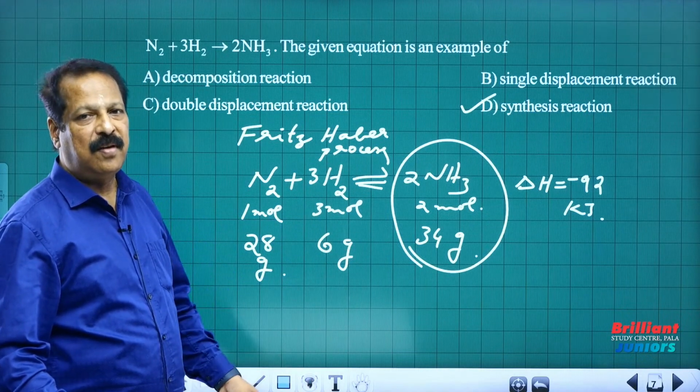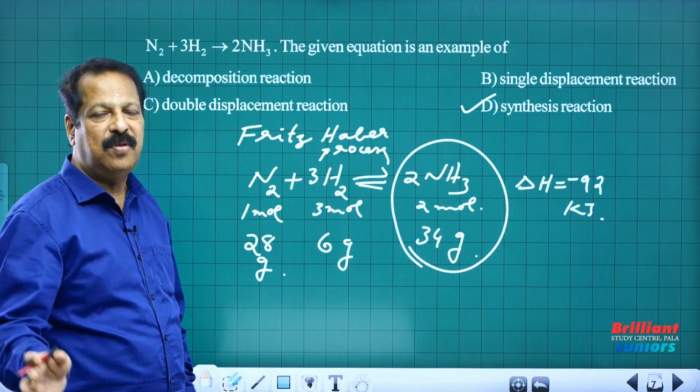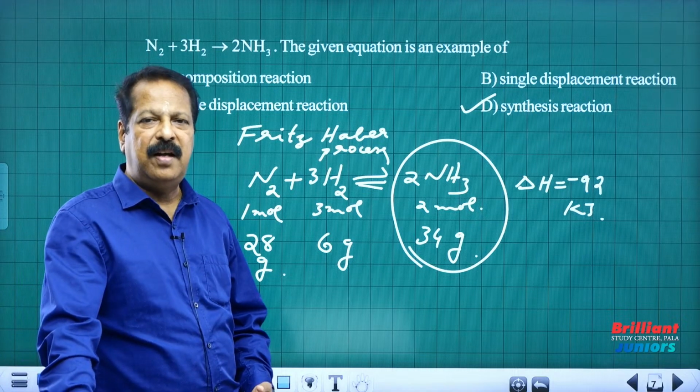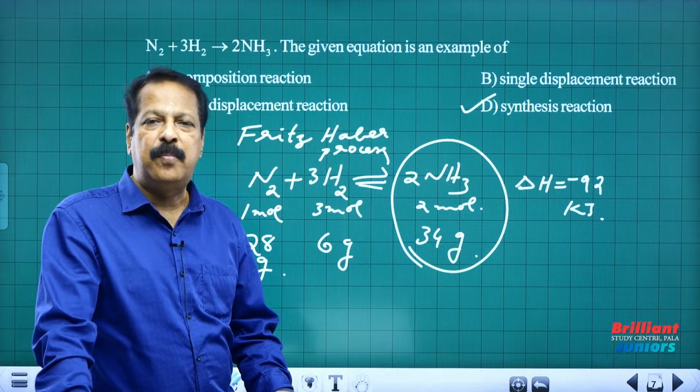This is the synthesis of ammonia, known by the name Fritz-Haber process or simply Haber process, because normally the students will study it as the Haber process. The actual or full name is the Fritz-Haber process.